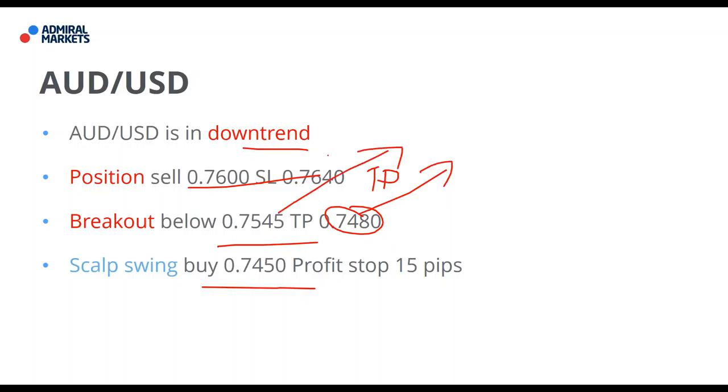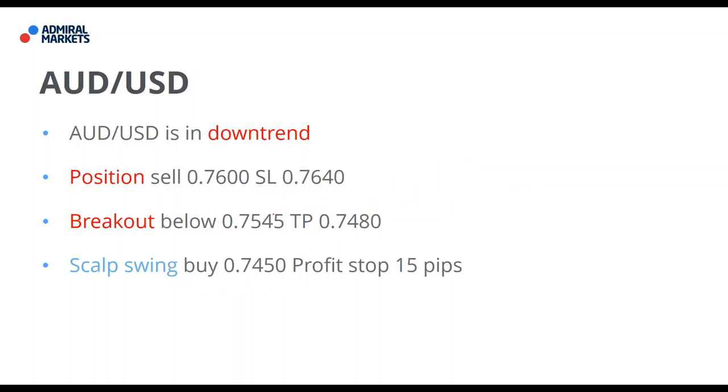So TP1 is 75.45, TP2 is 74.80. So I mean, you can go with this. TP1 is this for positional sell, TP2 is this. And of course, breakout. So if it breaks below 75.45, you can open another position. I have pending order here. Scalp swing buy around 74.50.